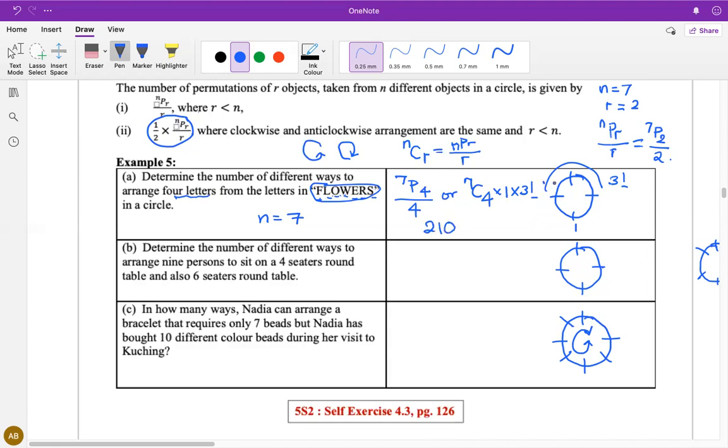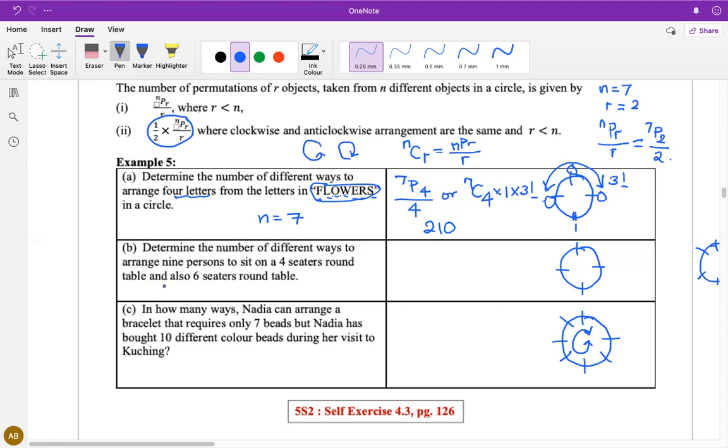Here you haven't learned combination. Combination means we choose only; we don't care what alphabet we get. We choose 4, and then we arrange the 4 alphabets. We fix 1, and then the rest we arrange 3, 2, 1. That means this place I can put 3, this 2, and 1. So it's 3 factorial. So actually it's the same as 7P4 over 4.